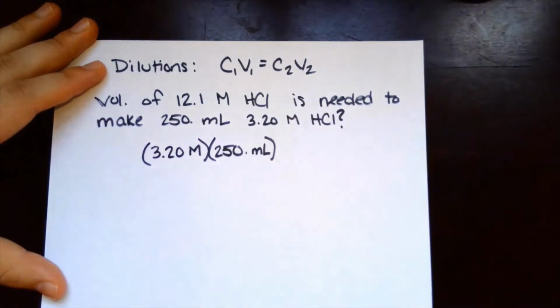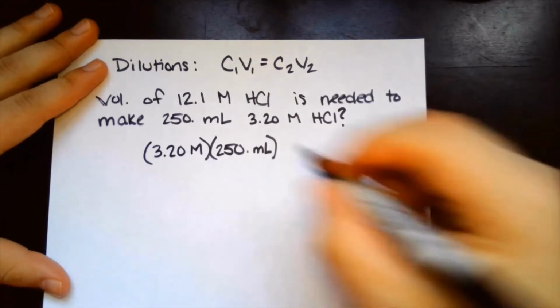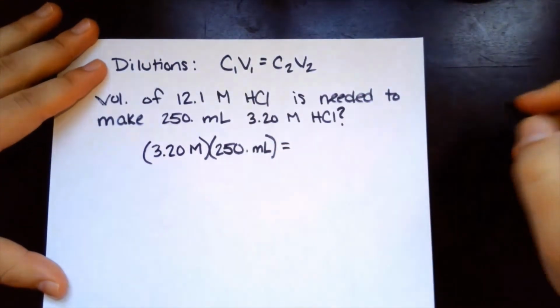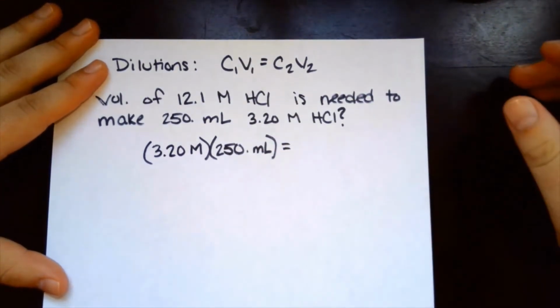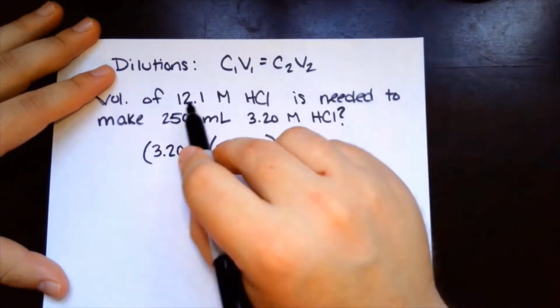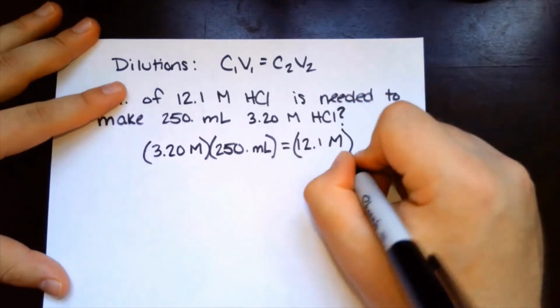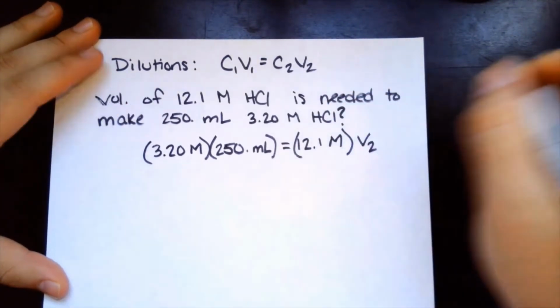and for dilution problems, you don't need to convert to liters. You can, but you don't have to. You'll get the same answer either way. And that equals C2, in this case the other concentration, 12.1, and V2 is what we're looking for, the volume associated with it.